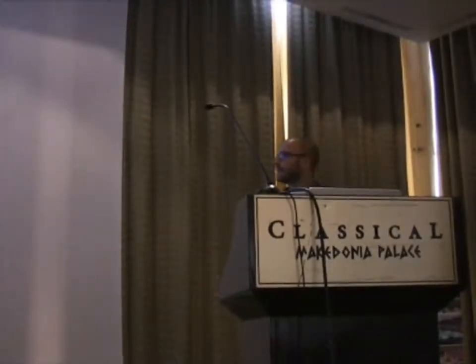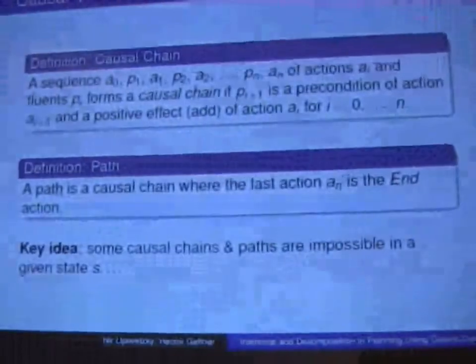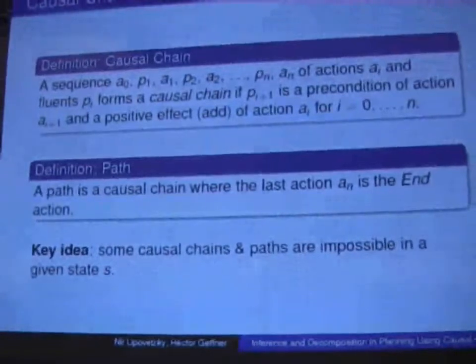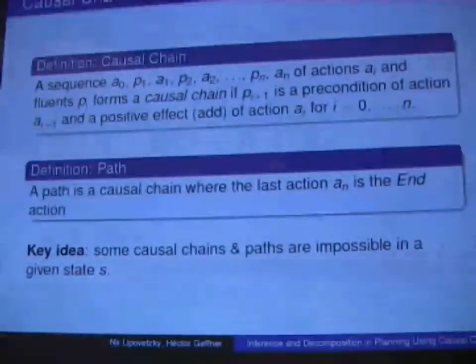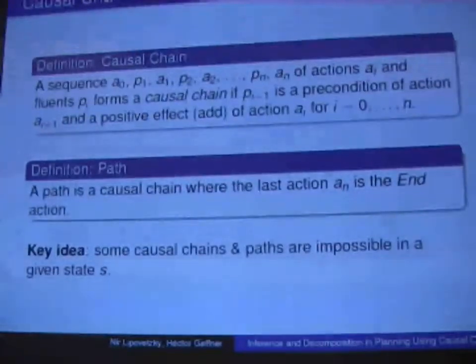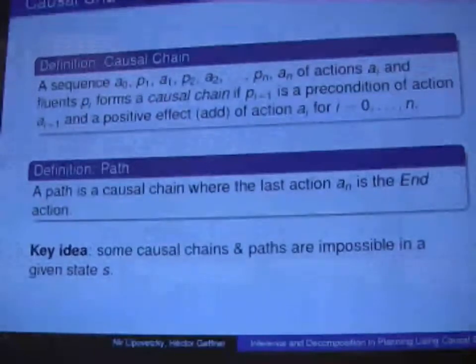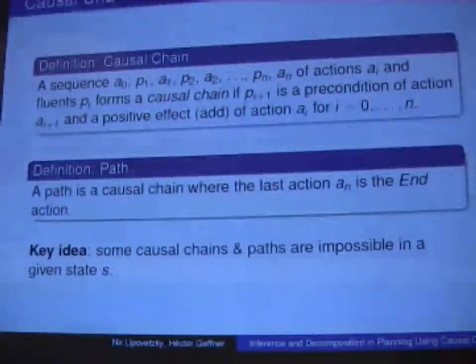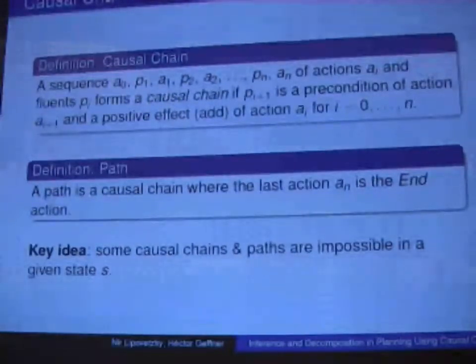So we will say that a sequence of actions and atoms forms a causal chain where the atom is a positive effect of the previous action and a precondition of the next one. And if the last action of the causal chain is the end action, which is a dummy action that contains the goals of the problem as a precondition, we will call this causal chain a path.